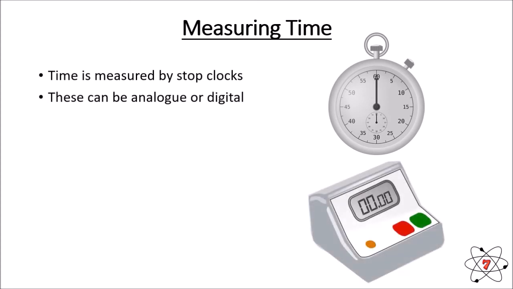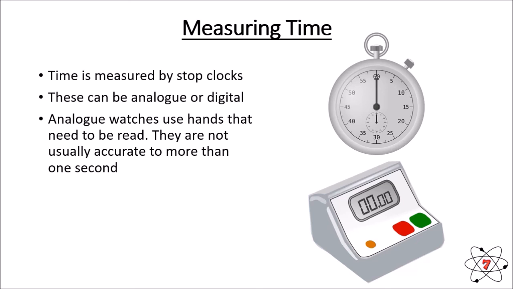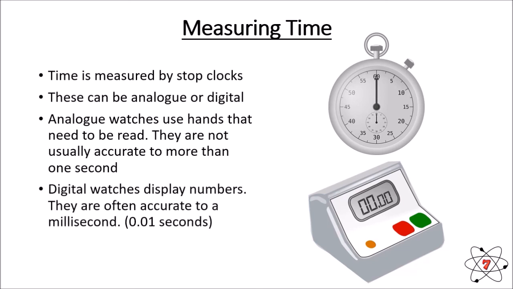Now, we also need to measure time on a regular basis. Time is obviously going to be measured using clocks or stop clocks. And clocks can either be analog or digital. So at the top, we can see an example of an analog clock. At the bottom, we can see an example of a digital clock. Analog clocks or watches use hands that need to be read. They're not usually accurate to more than 1 second. On the other hand, digital watches or digital stop clocks display numbers and they can be accurate to a millisecond, so 0.01 seconds.